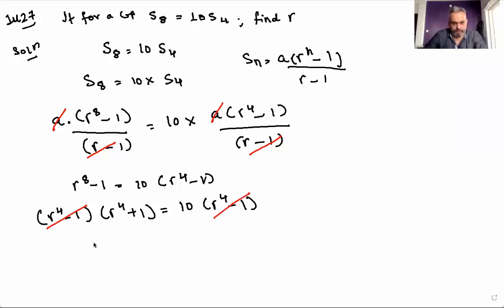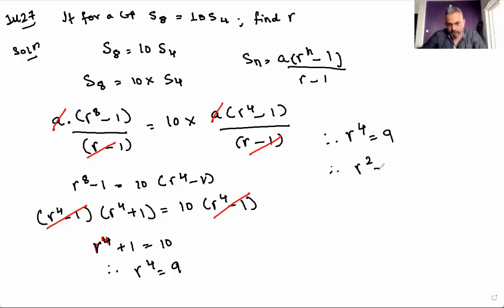So we are left with R raised to 4 plus 1 is equal to 10. Therefore, R raised to 4 is equal to 10 minus 1, which is equal to 9. Therefore, R raised to 4 is equal to 9. So therefore, R square is equal to plus or minus 3, and therefore R is equal to plus or minus under root of 3. Answer.